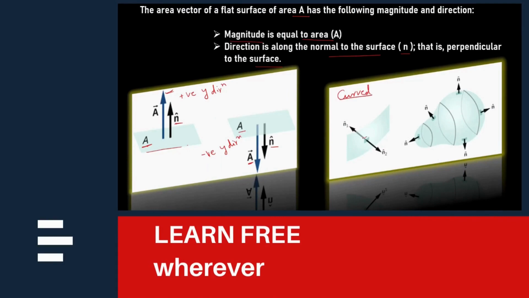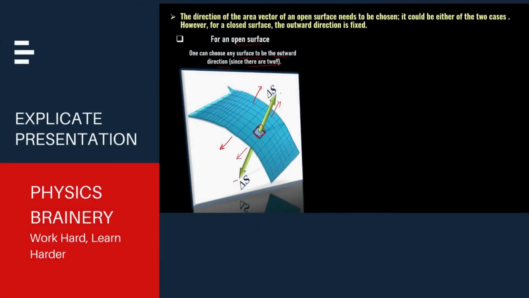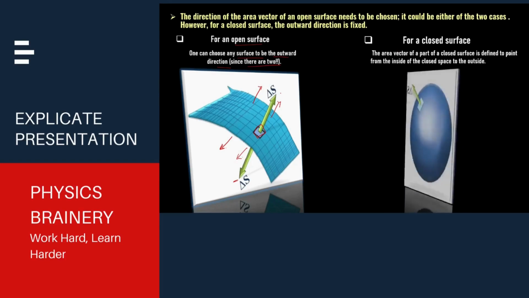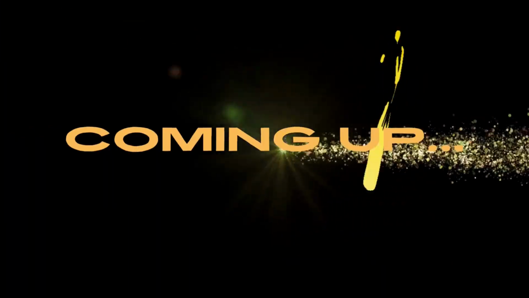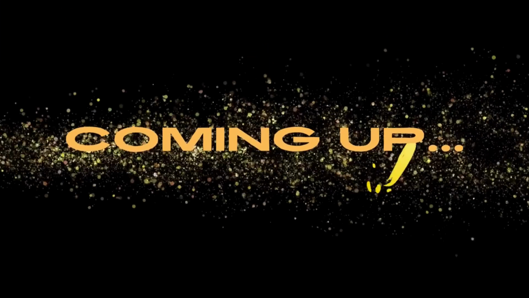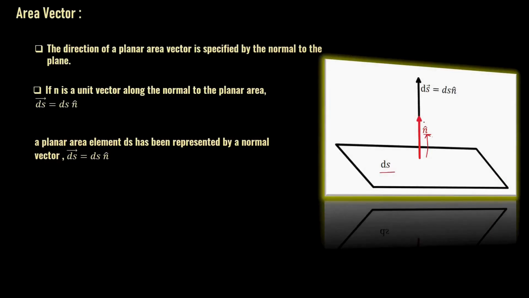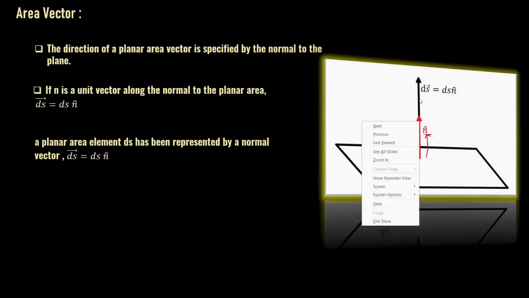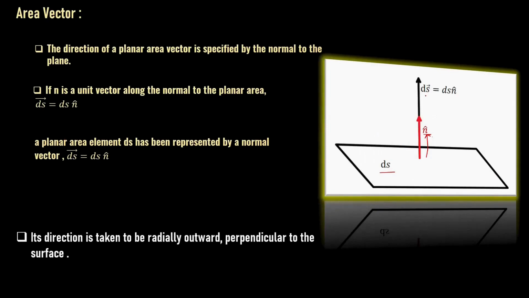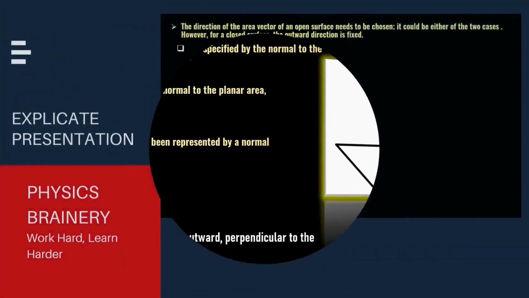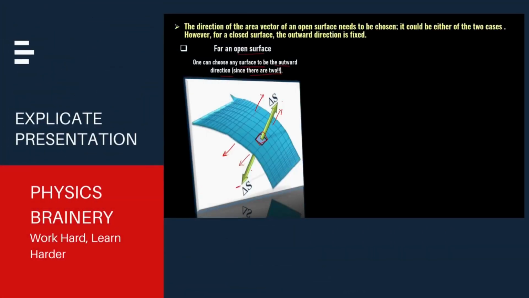Now if you are having, this is the area element, we have to draw the area element, that is area vector. So there are the two options. So for a closed surface, the area vector perpendicular to it and pointing in an upward direction. So in the same direction, this area has to be represented as an area vector.